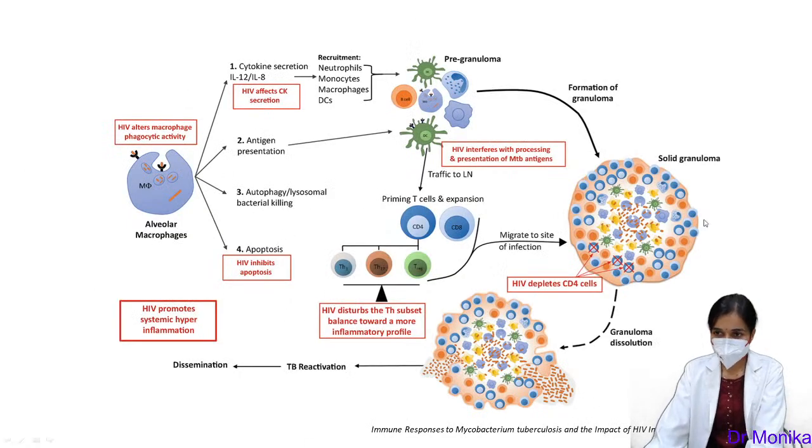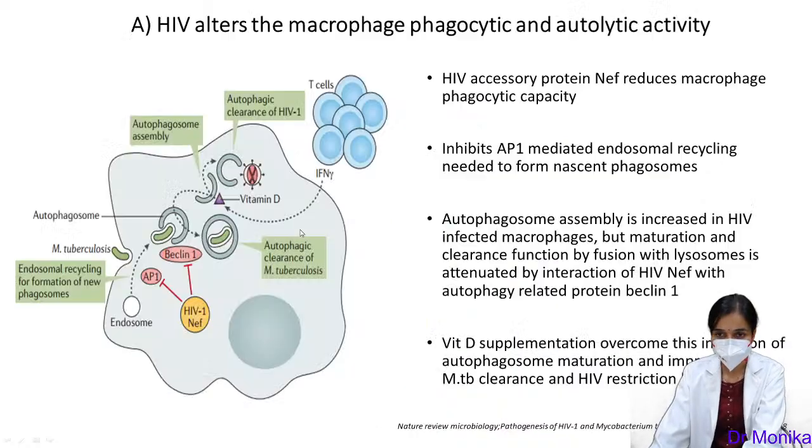This is the picture showing the different ways by which HIV alters the immune response against the Mycobacterium TB. The first one is that it alters the macrophage phagocytic activity, it affects the cytokine secretion, it interferes with the processing and presentation of MTB antigen, it depletes the CD4 cells, it disturbs the T helper subsets balance towards a more inflammatory profile, it inhibits the apoptosis, and it also promotes systemic hyperinflammation. We'll discuss each of them in detail.